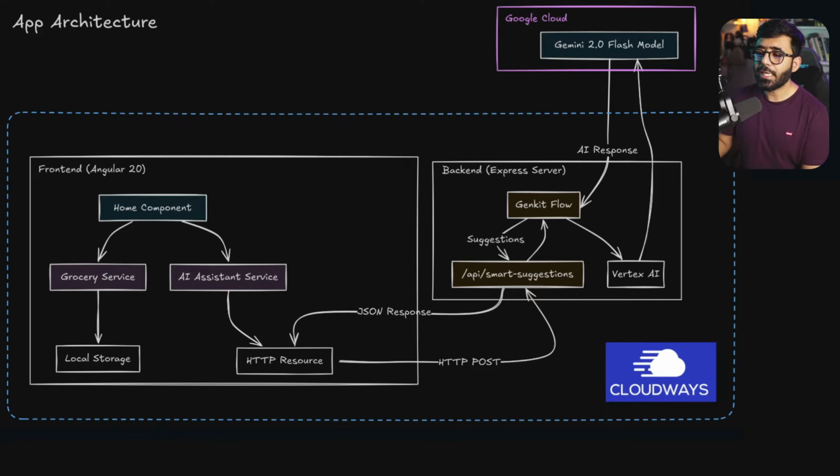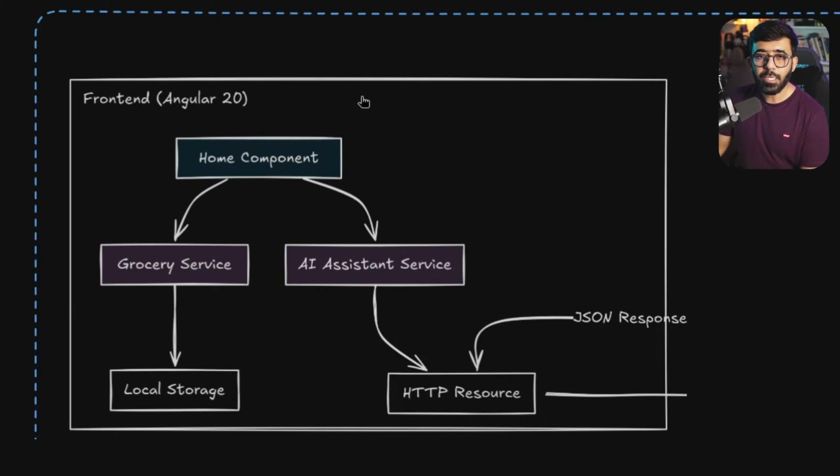So let's first quickly discuss what is the architecture of this particular application. The front end is built with Angular. We are going to have a home page. We are going to have a grocery service which would talk to the local storage. We are also going to have an AI assistant service. So we are going to have 2 services, one for maintaining the items in the grocery store, another one to talk to the AI models via Genkit.